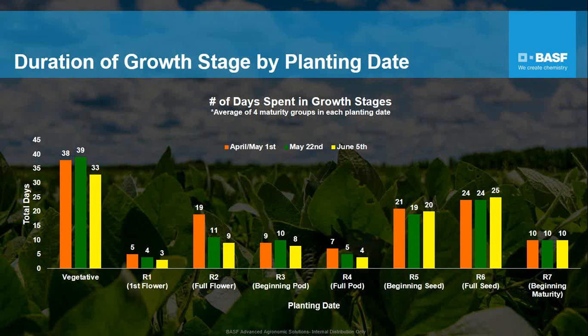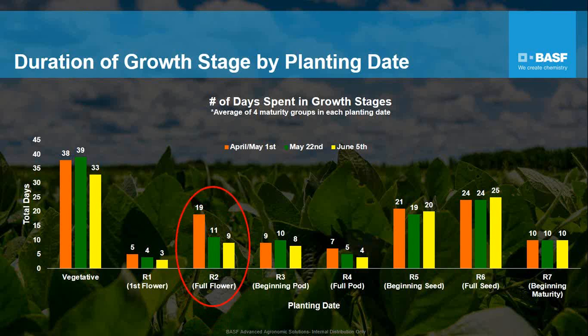Another interesting piece on this slide, if you look out to R5 through R7, this is seed fill. You see that it didn't matter which date that you planted, you spent the same amount of time in seed fill, which was interesting and a bit of a surprise to us.